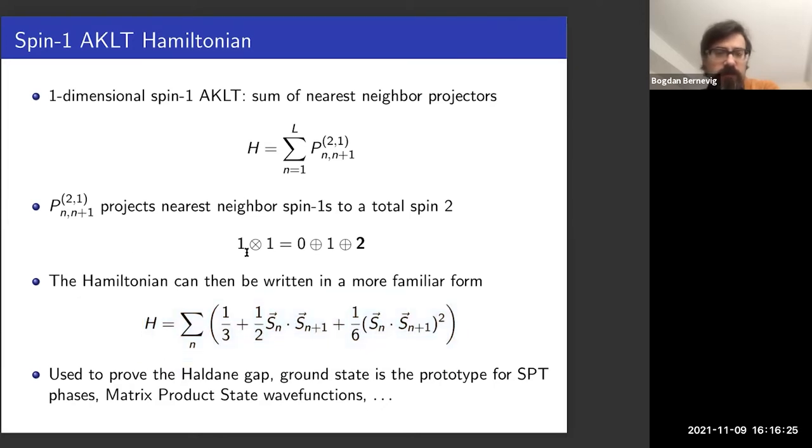And this is, of course, the model where there cannot be a spin two state in the ground state. It's a projector Hamiltonian, and it's been used to prove the Haldane gap, in the AKLT paper. Its ground state also serves as a prototype for symmetry protected topological states. It's got a matrix product state expression, the ground state, with bond dimension 2, etc.